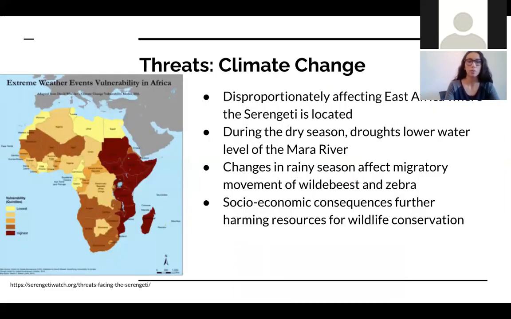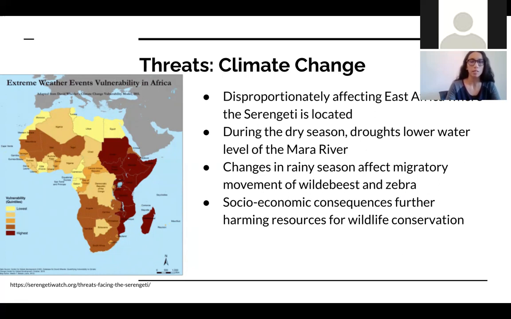Another threat that has resulted in many negative outcomes around the world is climate change. As you can see from the map of Africa, climate change is disproportionately affecting East Africa, where the Serengeti is located, causing droughts during the dry season that are lowering the level of the Mara River.